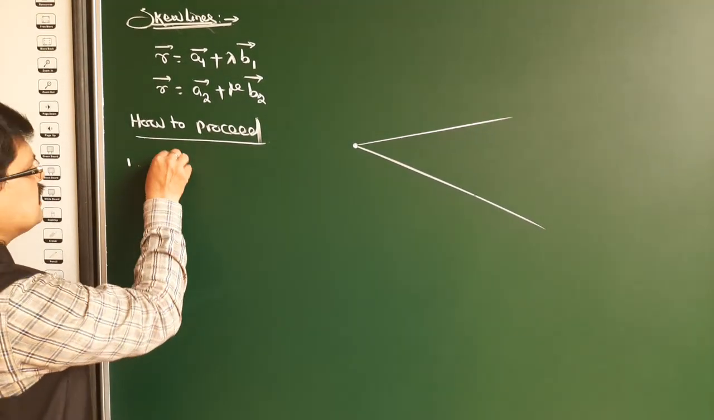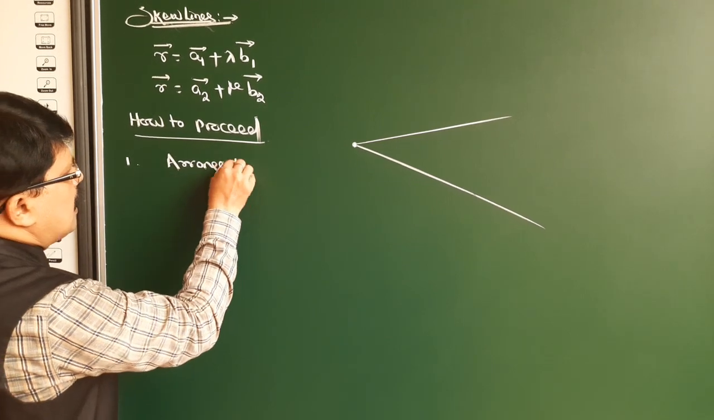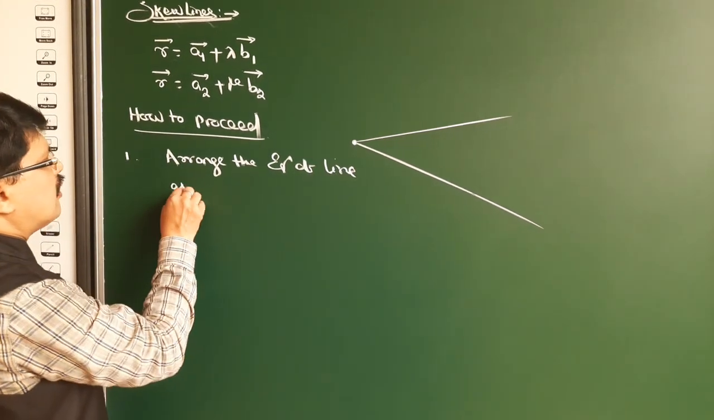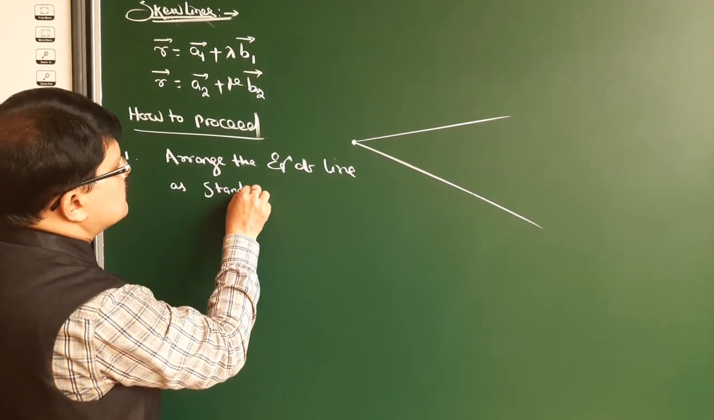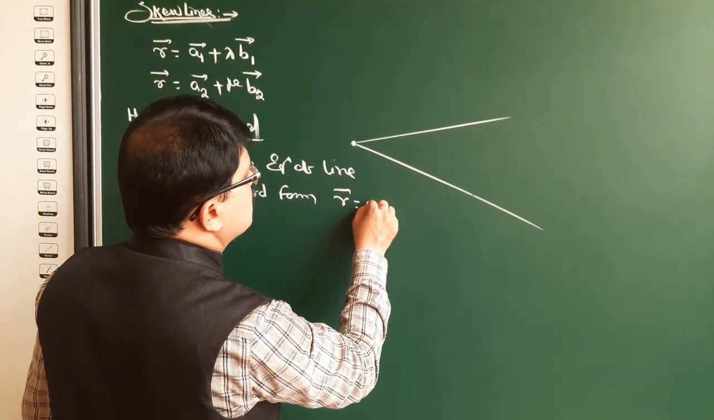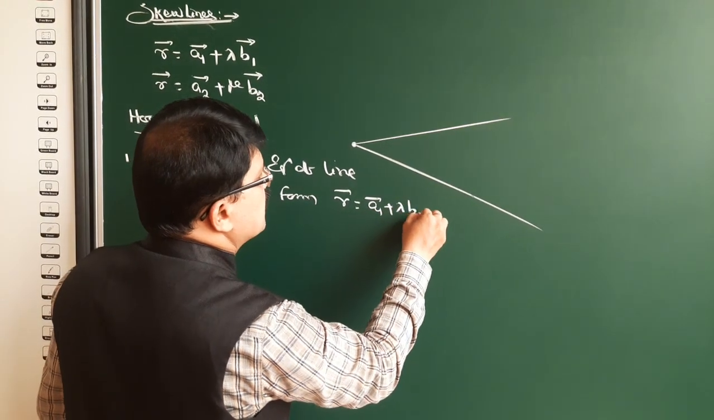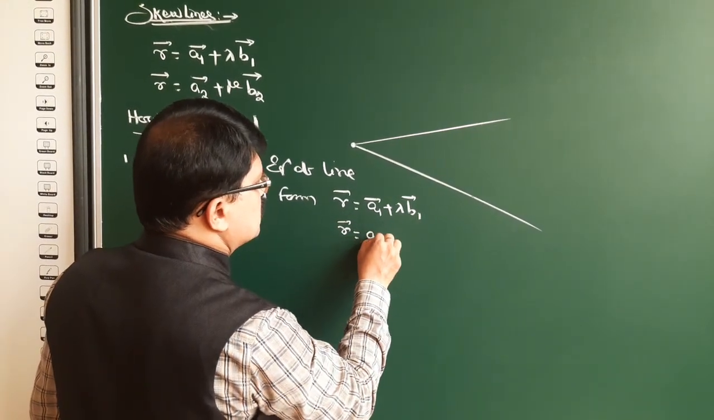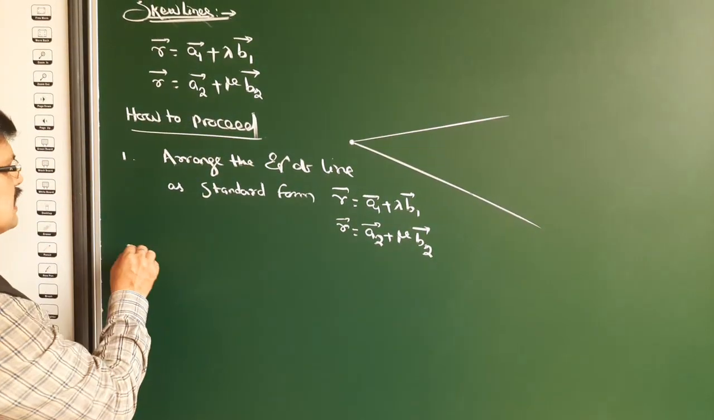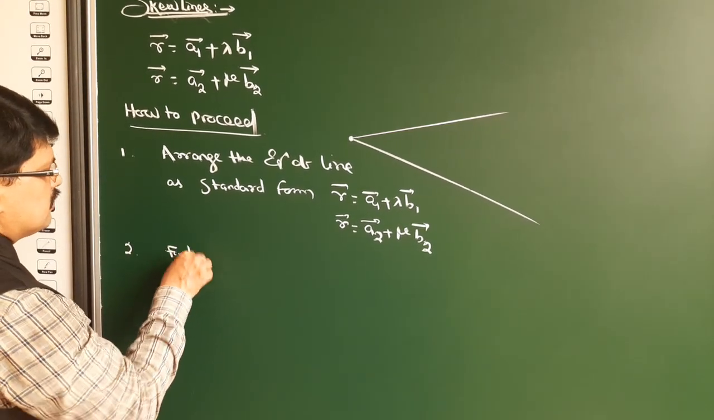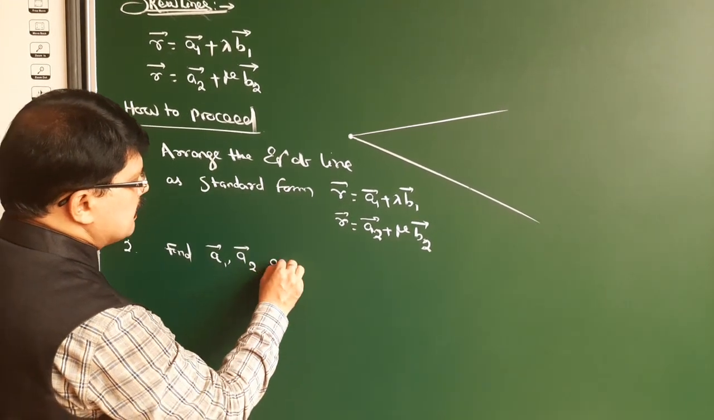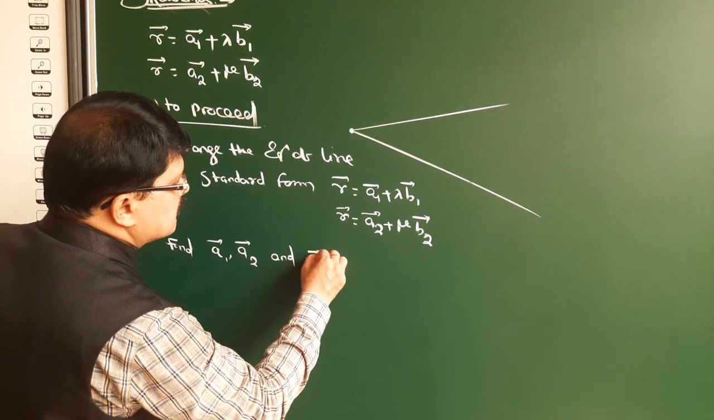Particularly in this case, you arrange the given equation of line in standard form, that is r vector is equal to a1 vector plus lambda into b1 vector, and another line is r vector is equal to a2 vector plus mu into b2 vector. Understood? Then in the second step, you find out the values of a1 vector, a2 vector and a2 vector minus a1 vector.